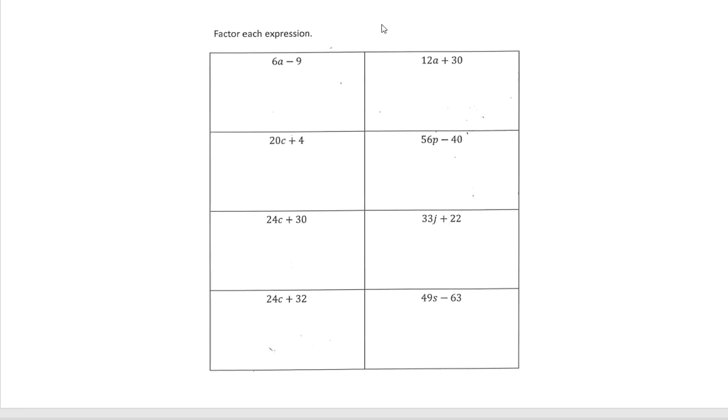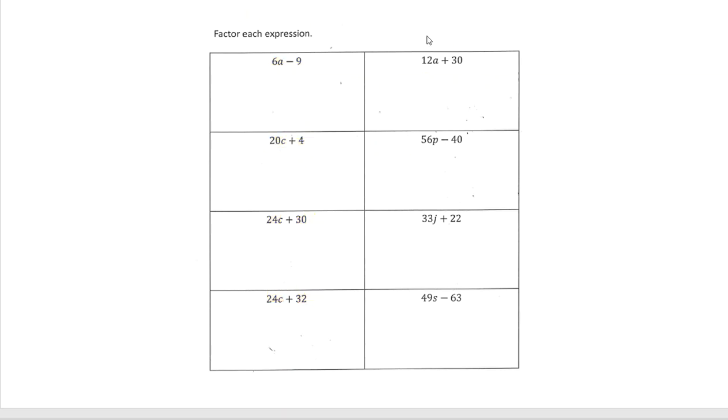Now, the reason that I called this factoring binomials is because as you look at each of these sample problems, you can see that there are two terms, okay? One term, two terms, one term, two terms, one term, two terms. In math, terms are separated by either an addition or subtraction, okay? And so you can see that each of these are two terms separated by addition or subtraction.